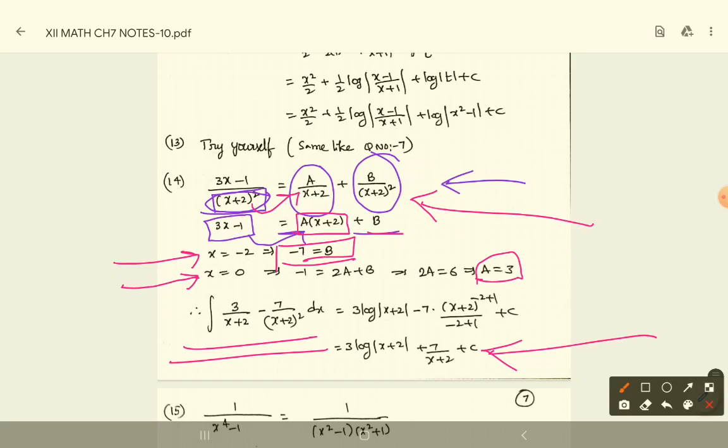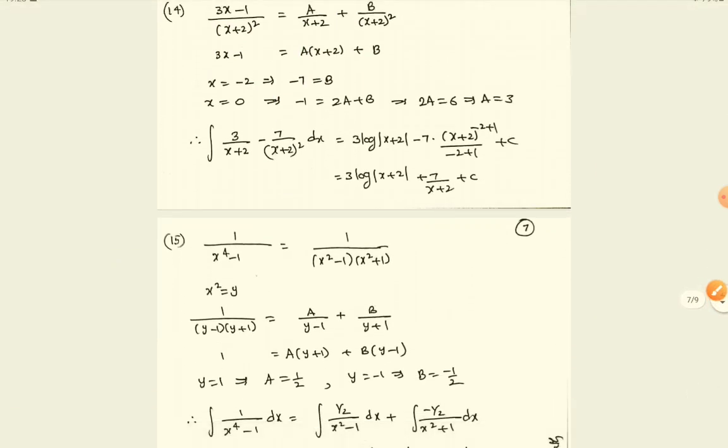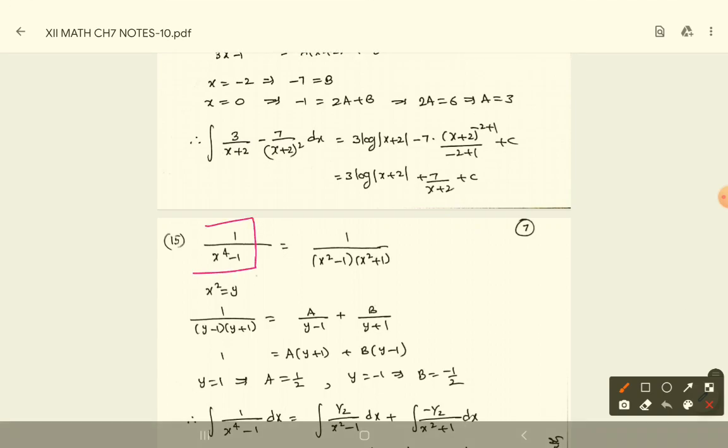Question number 15. Integration of 1 by x power 4 minus 1. Write it as the integration of 1 by (x square minus 1)(x square plus 1). So take x square is equal to y for partial fraction decomposition, not for substitution. Very important thing: I am taking x square equal to y for the partial fraction decomposition, not for substitution.